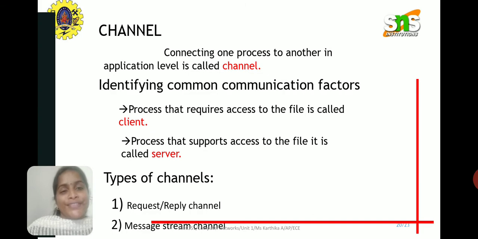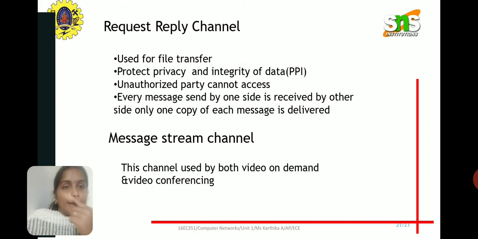In this, we are going to identify some common communication factors like client and server. A process that requires access to a file is called a client, and a process that supports access to the file is called a server. And here we have different types of channels. The first one is a request reply channel and the second is a message stream channel. The request reply channel is mainly used for file transfer, and it is used for PPI, that is, protect privacy and integrity of data.